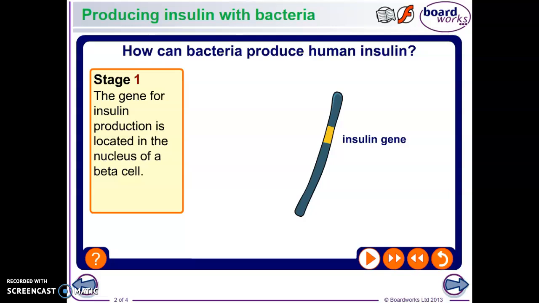So as you just saw in the animation, for stage 1 of this process of producing insulin using bacteria, the gene for insulin was taken out of the nucleus of a beta cell. Here you are seeing a blue chromosome which came out of the nucleus of one of those pancreatic beta cells, and highlighted in yellow is the specific piece of that chromosome, the gene that we want to use, the insulin gene. Please write that in step 1, stage 1 of your chart.